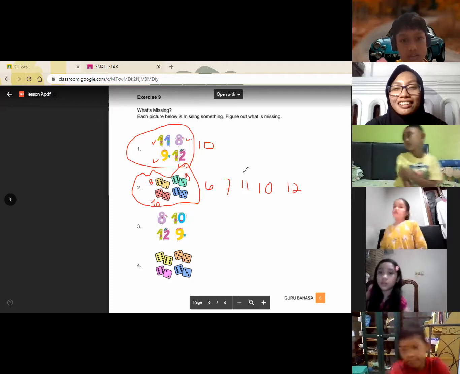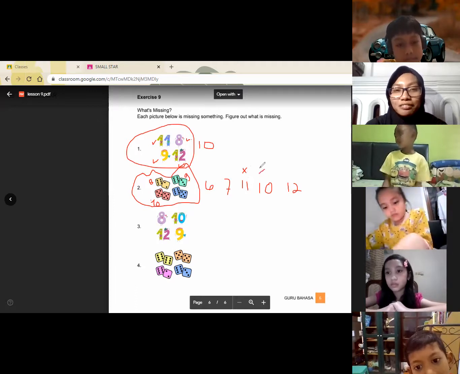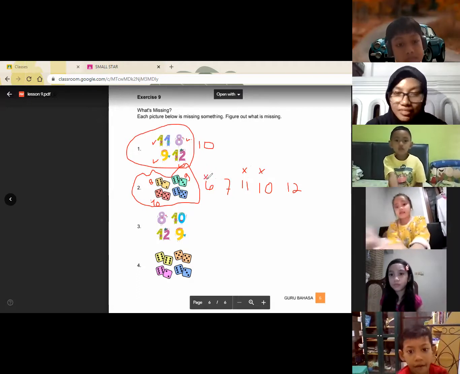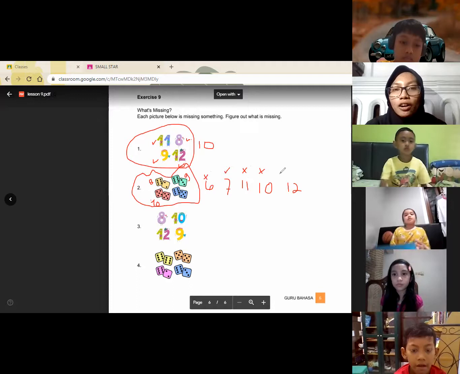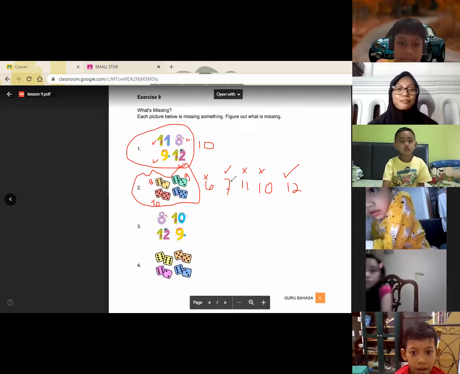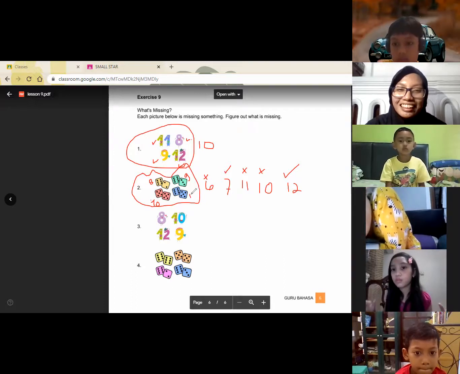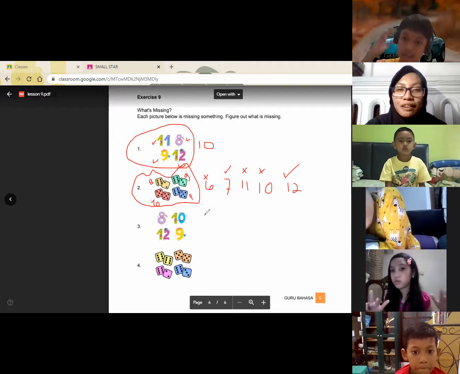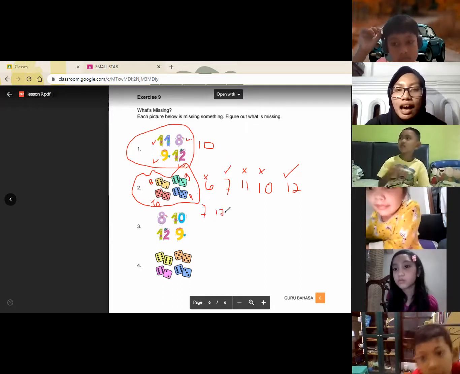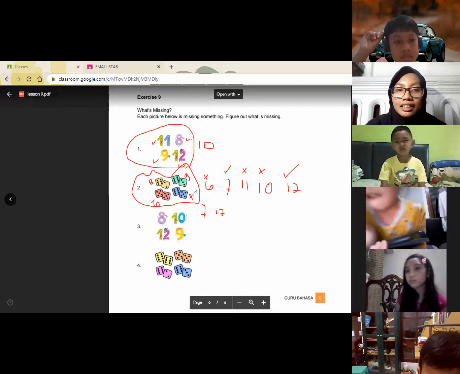One, two, three, four, five, six, seven, eight, nine, ten, eleven. So it's seven or twelve. Okay, it can be 7 and it can be also 12, because after 7 there is nothing in here, and then 12 also nothing in here.